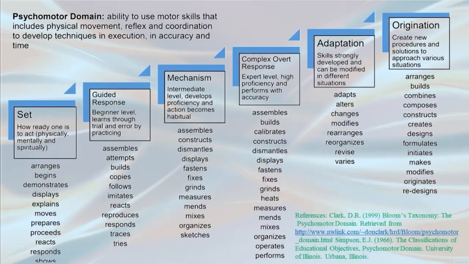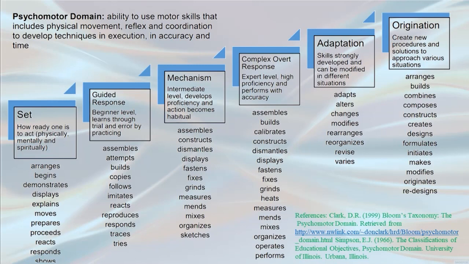There are different categorizations for psychomotor domains, such as the categories of Dave, Kibler, and Simpson. Here I present Simpson's categorization, which actually has 7 levels, but in this slide you see 6 of them. The first one in this slide is set. In this level, we are concerned if the student is ready to act physically, mentally, and spiritually. For example, students will set up lab equipment for experiments.